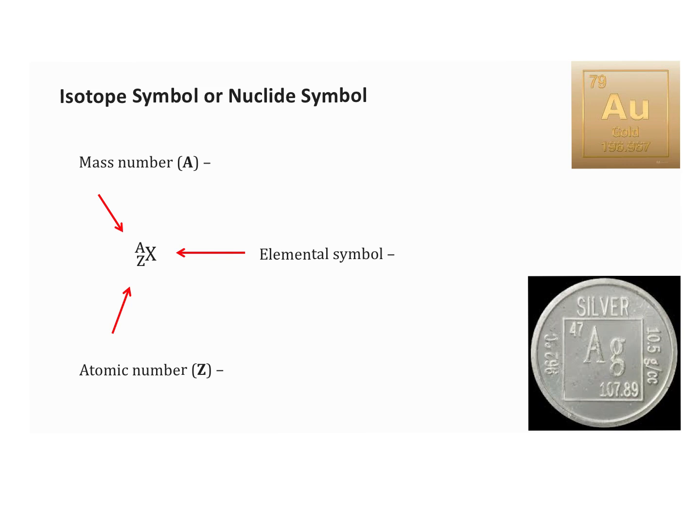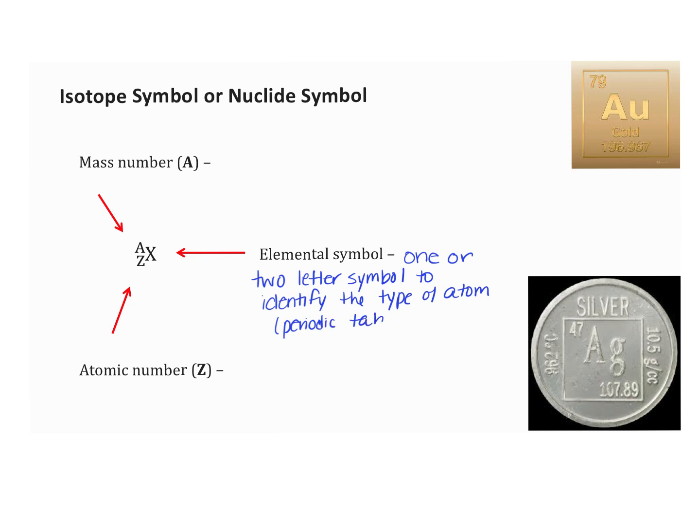Now, this elemental symbol is the 1 or 2 letter symbol to identify the type of atom. And it's generally found on the periodic table. So you'll get this from the periodic table. Okay. We also have a mass number.